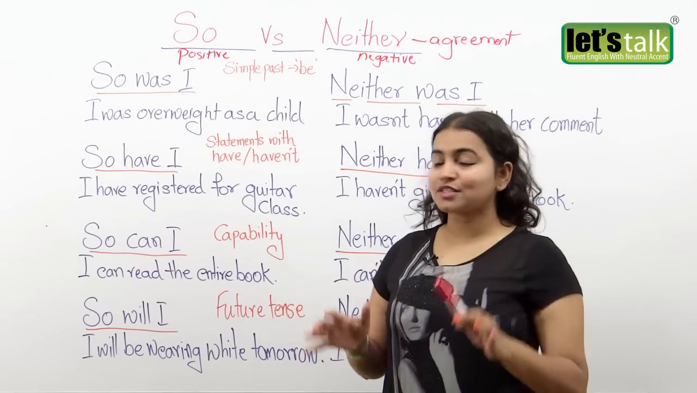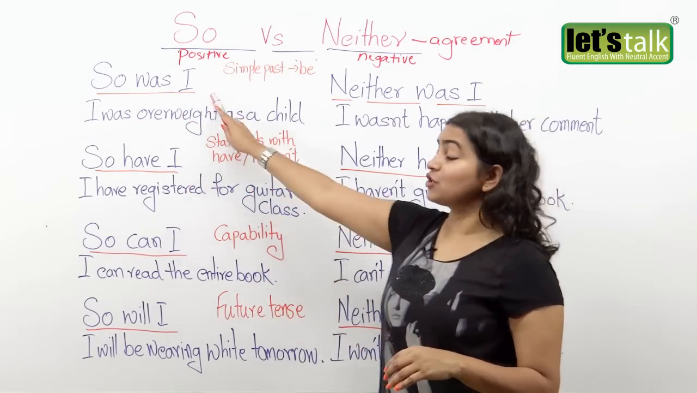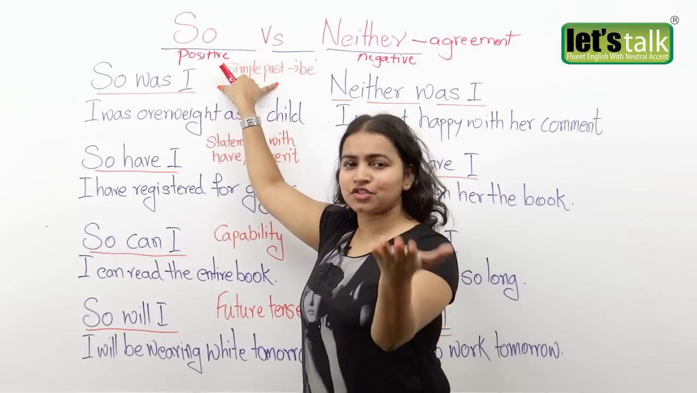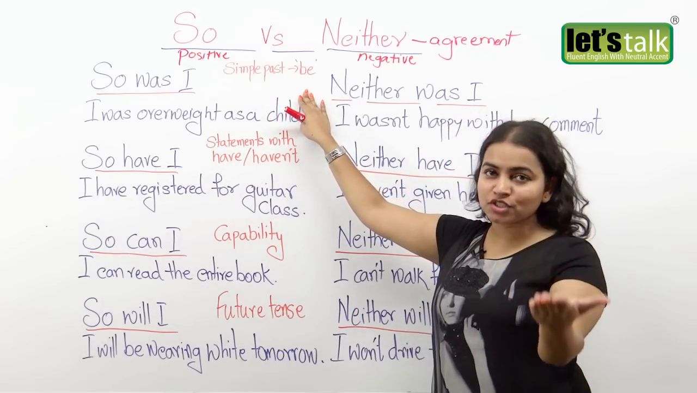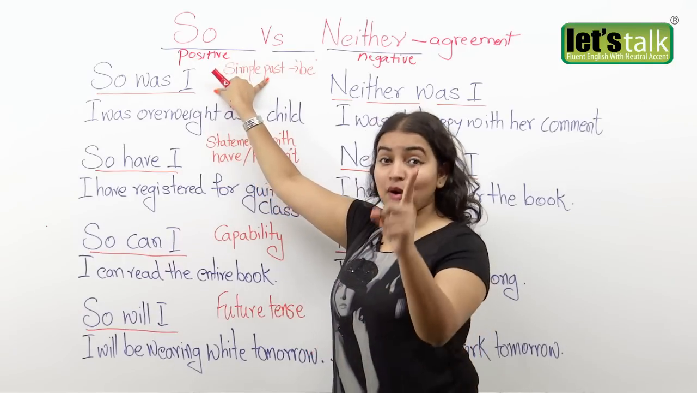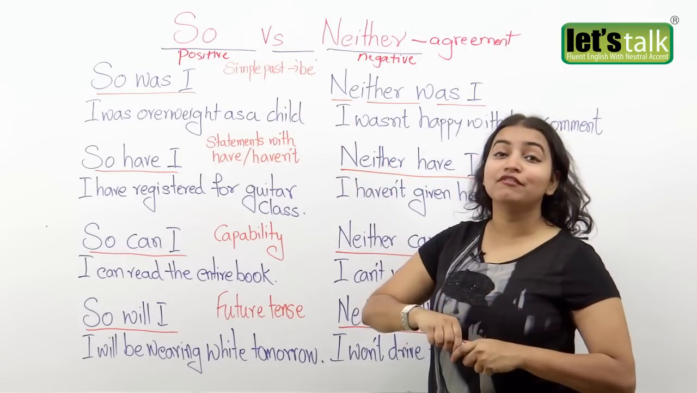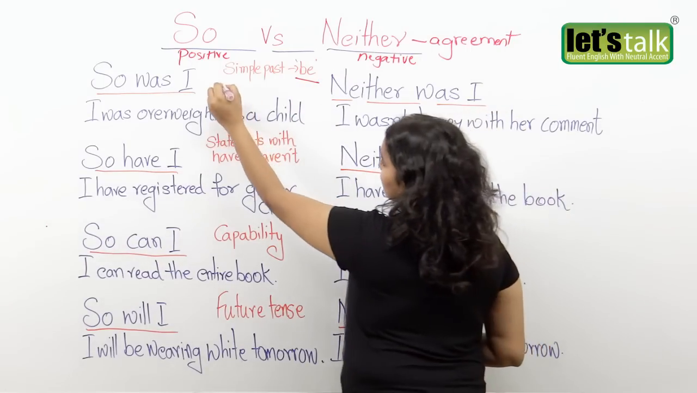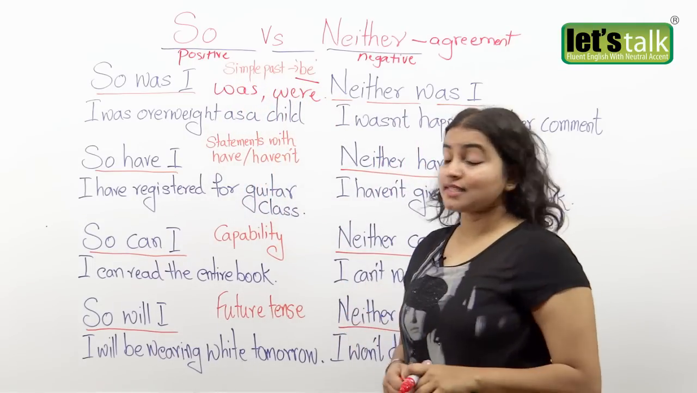The other way to place the words so or neither is to use them in sentences like so was I or neither was I. Now, either of these two statements, that is so was I or neither was I, can be used in response to a positive or a negative statement which is in the simple past tense. However, that simple past sentence should be with the be form of the verb. So the be form of the verb in the simple past would be words like was or were. So let's look at the examples.